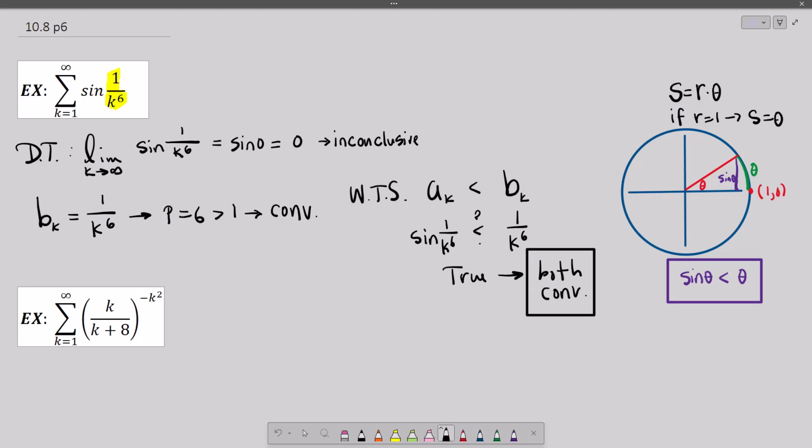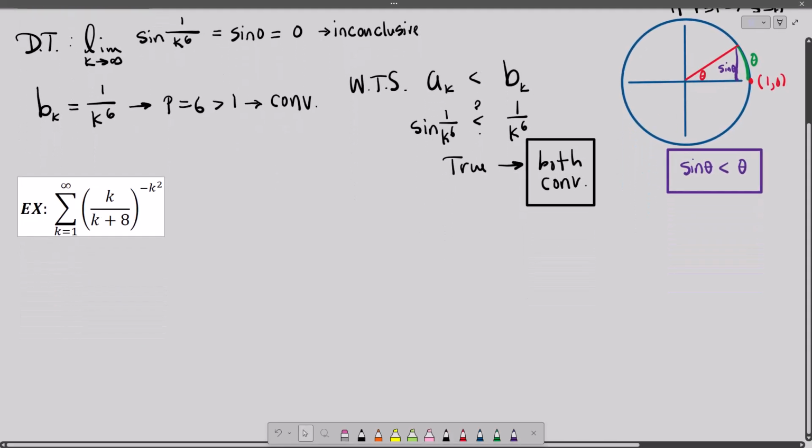Okay, all right. So let's finish this last one off, and then we'll take our break. And we'll start fresh in chapter 11.